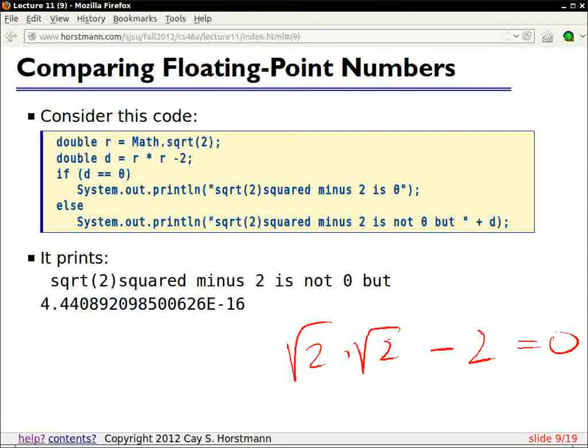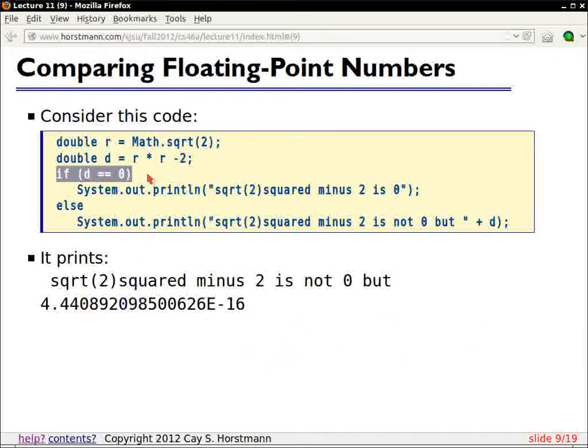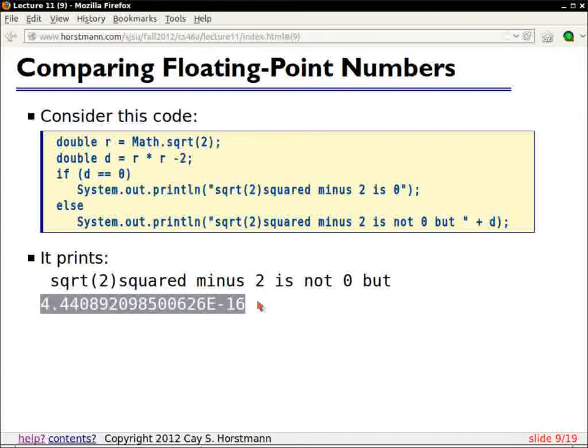But because of round-off, it's not exactly 0. When you check, is it 0, then this test will fail. So the test for equal 0 will fail. It will not print square root of 2 squared minus 2 is 0. It'll instead print square root of 2 squared minus 2 is not 0, but whatever. And the whatever is going to be this tiny quantity, 4.4 times 10 to the minus 16.